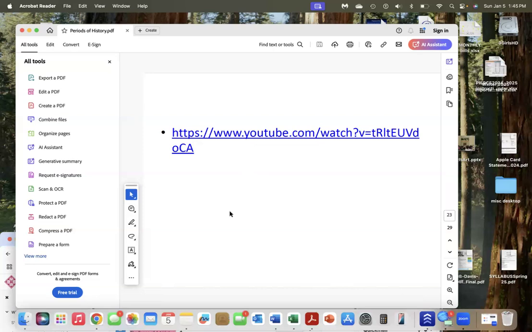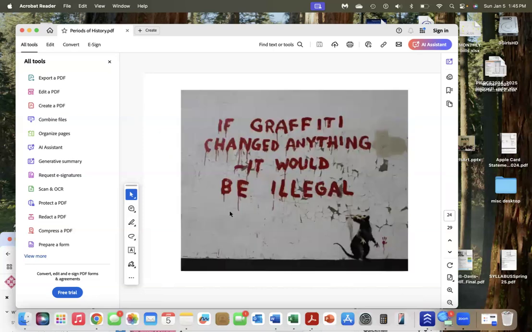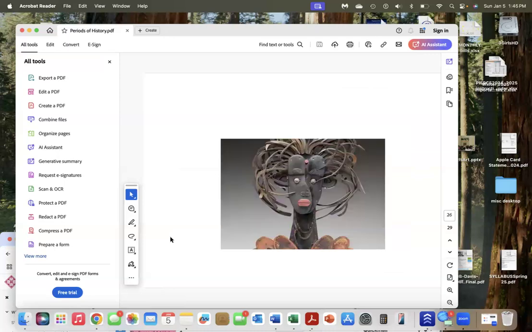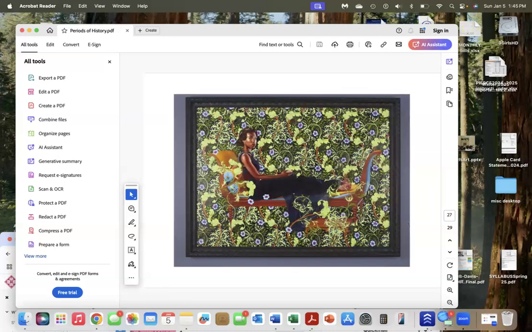So you can switch on that and see some more. This is another Banksy that's one of my favorites. If graffiti changed anything, it would be illegal. And of course, it is illegal. He uses rats a lot because he's looking at the inner city. So these are just a few more. This is Hendy Wiley. You're going to see him at the end of the course.